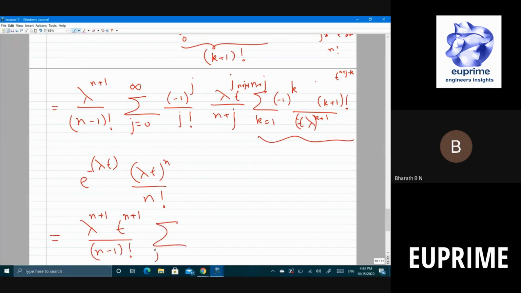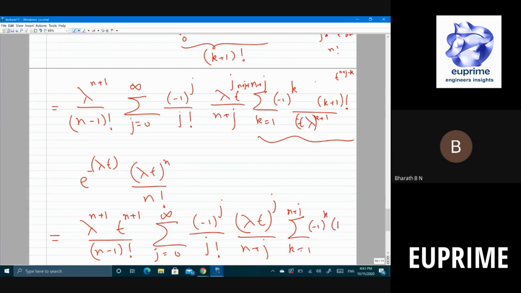Now we have summation j equal to 0 to infinity minus 1 power j over j factorial. See, lambda power j, lambda t power j over n plus j, okay? Then times this summation, k equal to 1 to n plus j minus 1 power k, k plus 1 factorial over t lambda power k plus 1, okay?